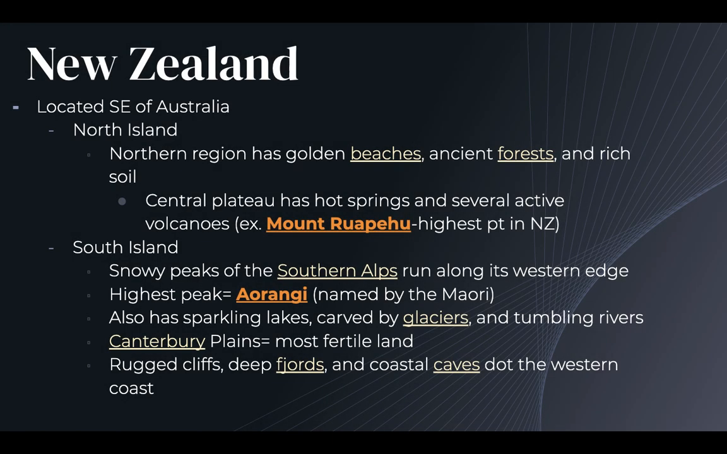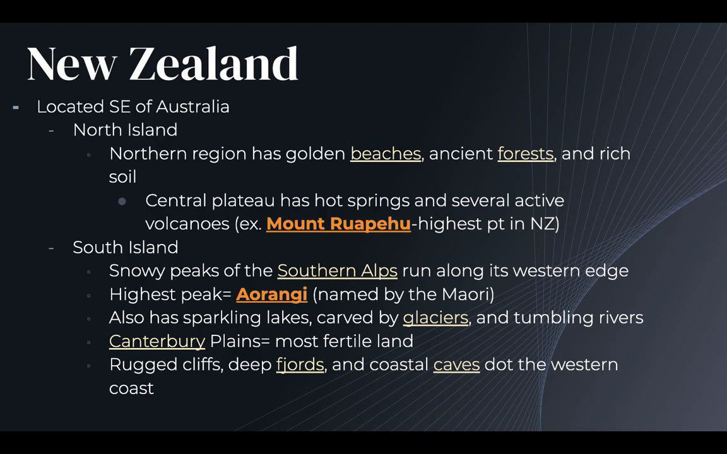Okay, so moving on to New Zealand. So this would be another example of a continental island, these two large islands here. New Zealand is located southeast of Australia, and there are two main islands, but there are other islands that make up New Zealand as well, but there's two big ones. So you have a North Island and then a South Island. The North Island is the smaller island, and the South Island is the bigger.